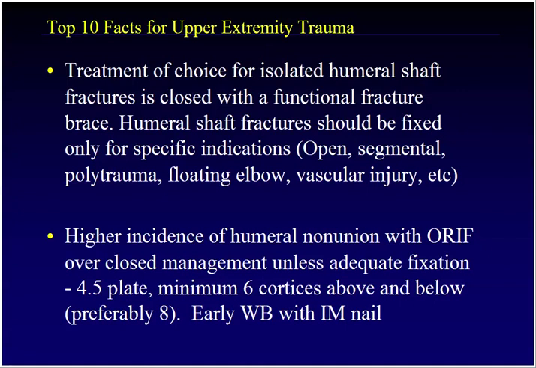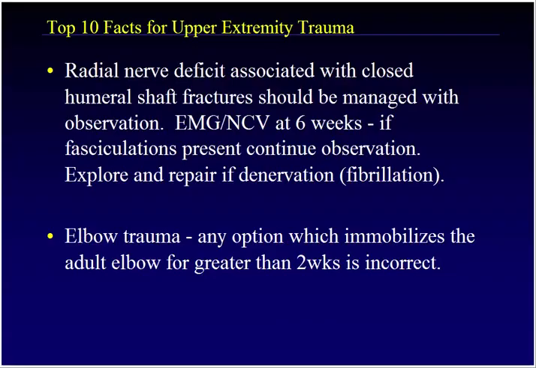So in order to do it properly, you need to use a broad or narrow 4.5 millimeter DCP, get a minimum of 6 cortices above and below the fracture. Remember also that you can consider intramedullary nailing acutely in the polytraumatized patient and allow that extremity to become a weight-bearing extremity. Radial nerve deficit is associated with closed humeral shaft fractures.